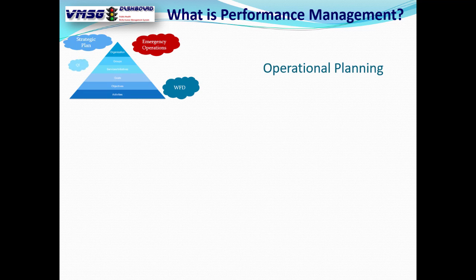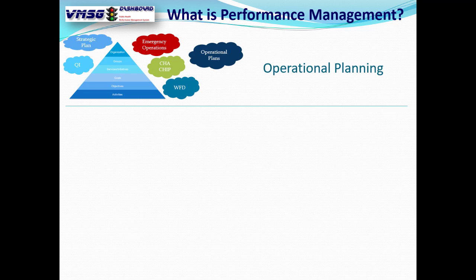Let's begin by defining the steps of performance management as it relates to public health and the VMSG dashboard. There are three primary steps to public health performance management. The first step is developing operational plans, defining the plans all the way down to a specific set of activities. These activities will be completed in a specific time frame by a specific group of people with specific metrics.